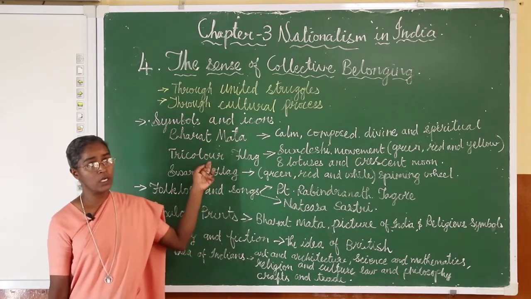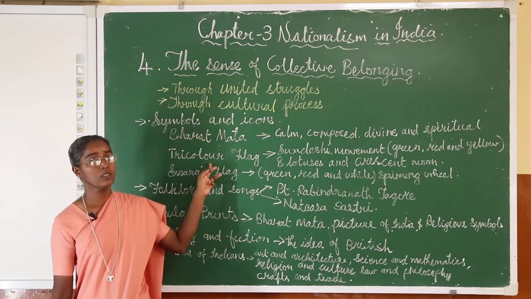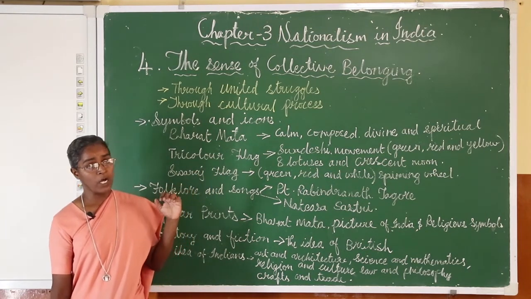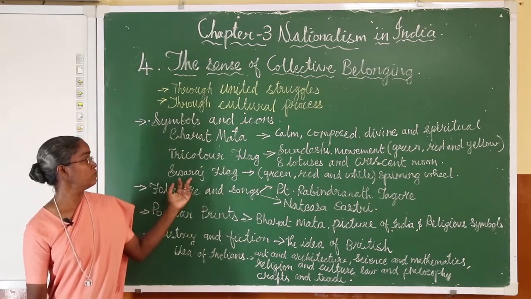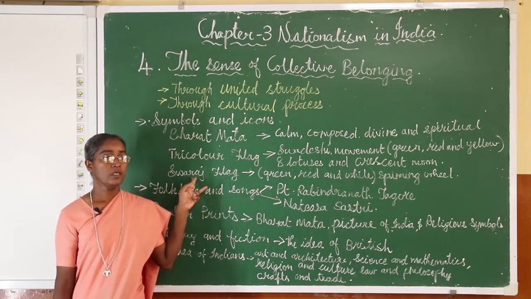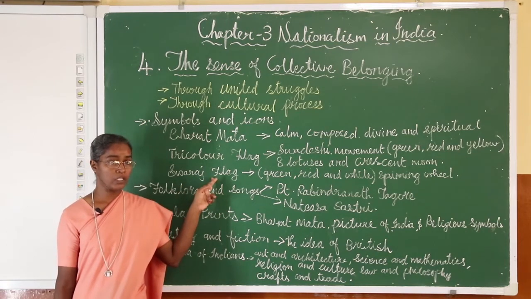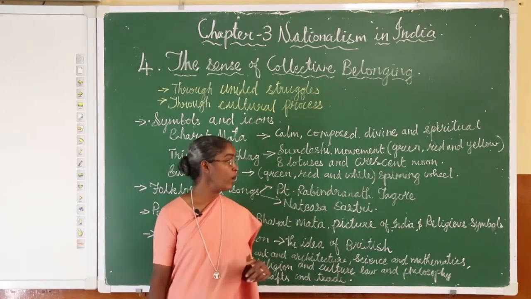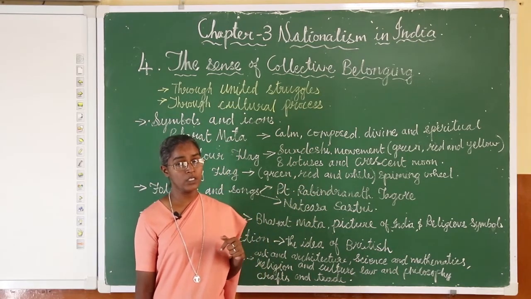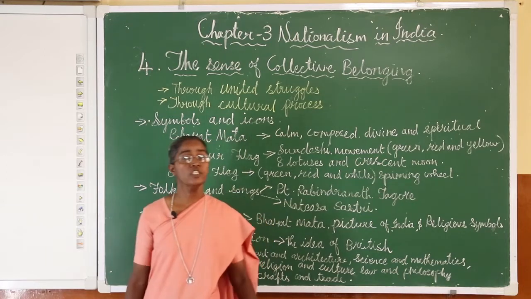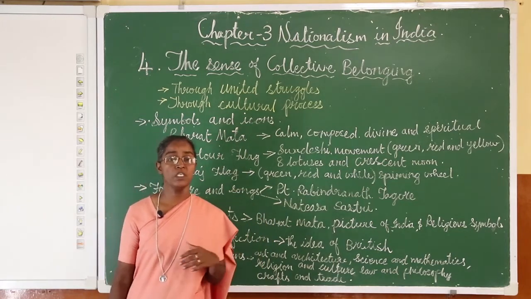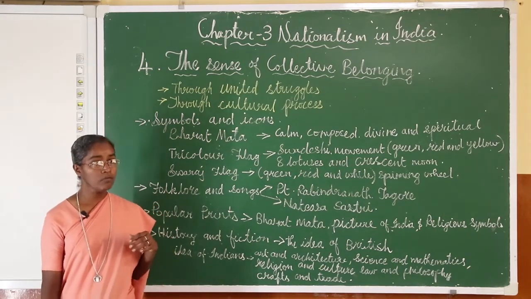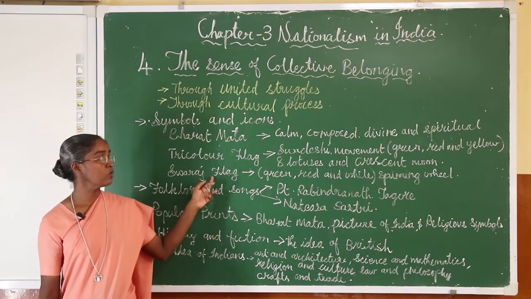And you need to remember that this tricolor flag was used during the Swadeshi movement in Bengal. Later on, Mahatma Gandhi also made the Swaraj flag. Now, this Swaraj flag was used by Mahatma Gandhi, and this flag had green, red and white color, and in the center it had a spinning wheel. It had a spinning wheel to show the self-help of work of Indians. That is what it symbolizes.